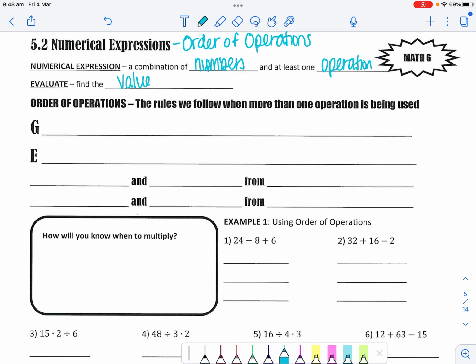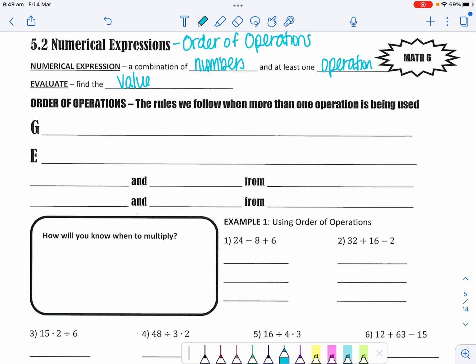Okay. The order of operations are the rules that we follow when more than one operation is being used. Without these rules, everybody would be doing these operations in whatever order they felt like, and everybody would be getting different answers. So in math, they have given us a set of rules called the order of operations that we must follow when evaluating numerical expressions to ensure that we all get the same answer when we do it the same way. We are going to call this GEMDAS.